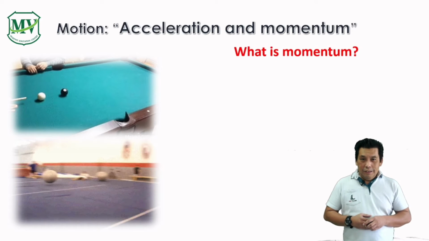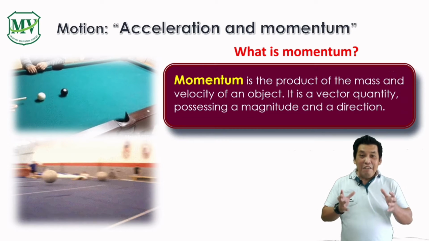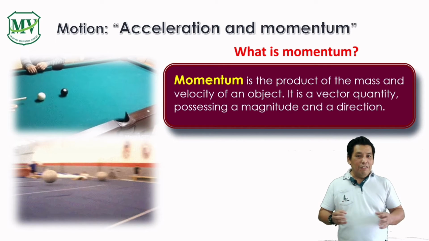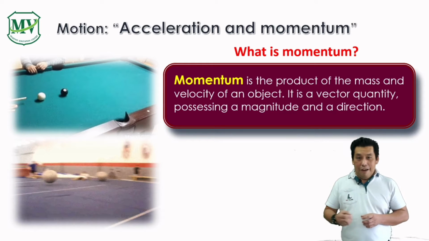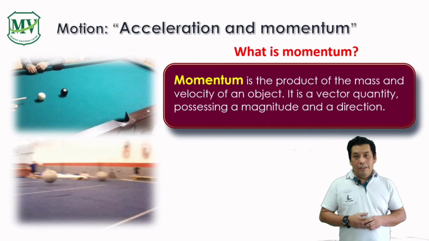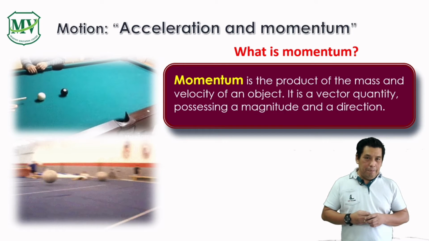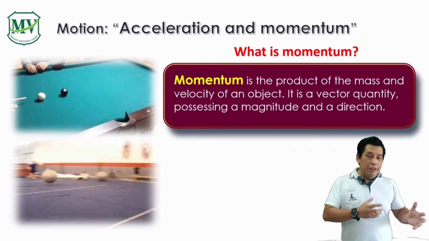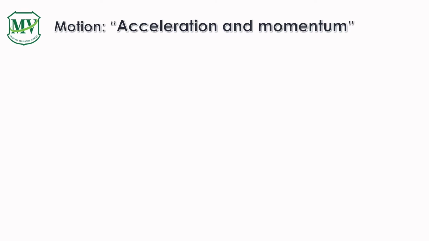Why? Because momentum is in effect. Now, what is momentum? Momentum is just the product of the mass and velocity of an object. It is again a vector quantity, possessing a magnitude and at the same time direction. That is why it is very hard to stop a moving object which is more massive than a moving object that has less mass.